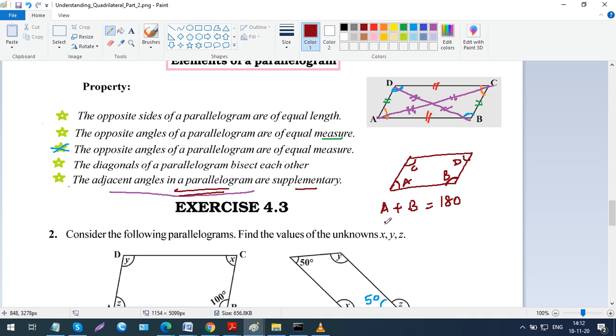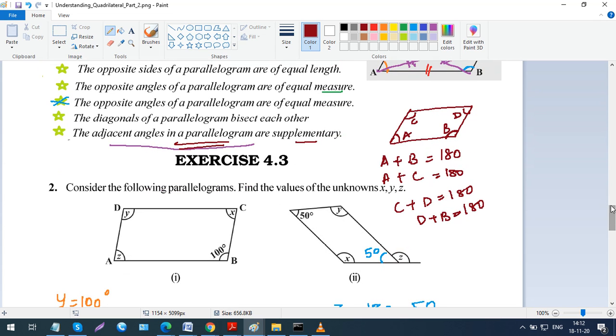If you add angle A plus C also, you're going to get 180. Similarly, C plus D is also going to give you 180. And D plus B is also going to give you 180. So that's how it is. The adjacent angles are supplementary, meaning they add up to 180.